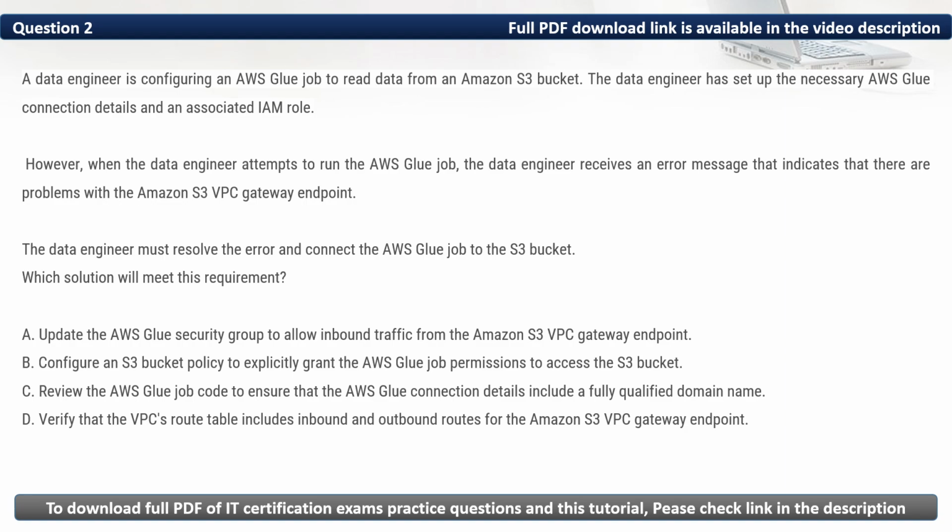Question 2. A data engineer is configuring an AWS Glue job to read data from an Amazon S3 bucket. The data engineer has set up the necessary AWS Glue connection details and an associated IAM role. However, when the data engineer attempts to run the AWS Glue job, the data engineer receives an error message that indicates that there are problems with the Amazon S3 VPC gateway endpoint. The data engineer must resolve the error and connect the AWS Glue job to the S3 bucket. Which solution will meet this requirement?